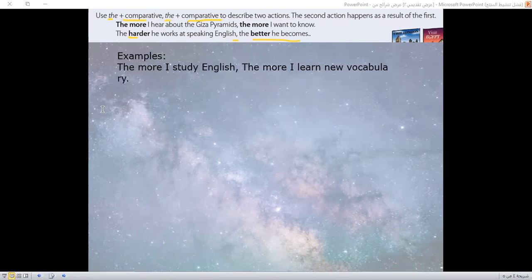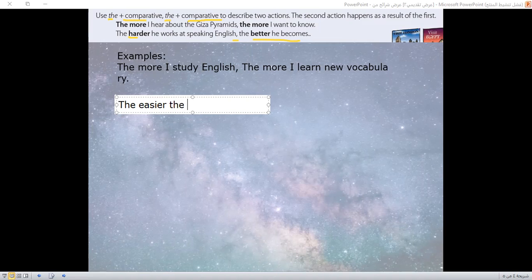Also, maybe we can write, the harder, the easier maybe the exam is. The easier the exam is, the more relaxed I am. The easier the exam is, the more relaxed I am.